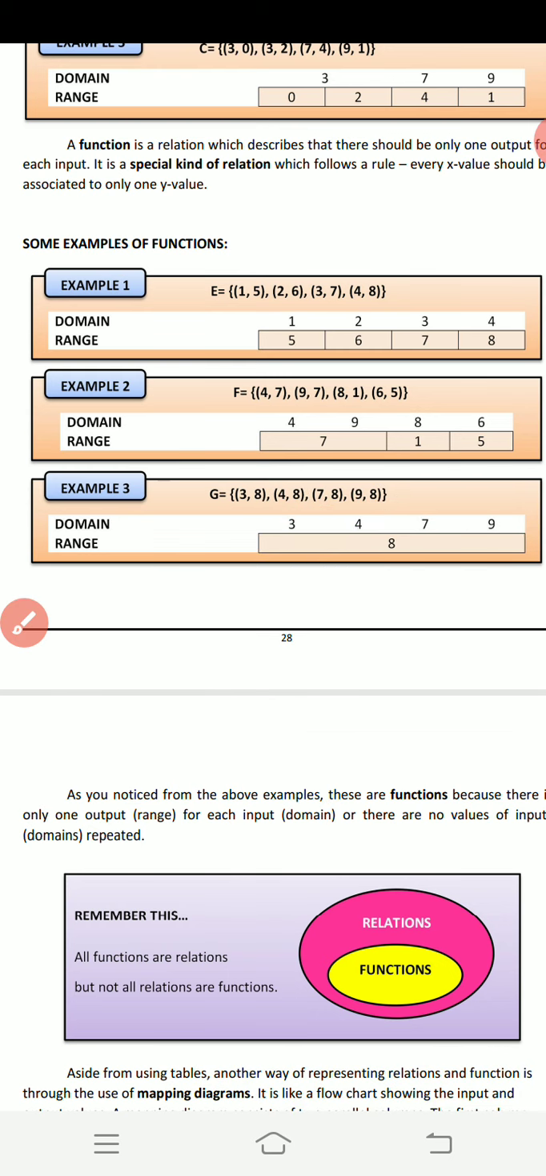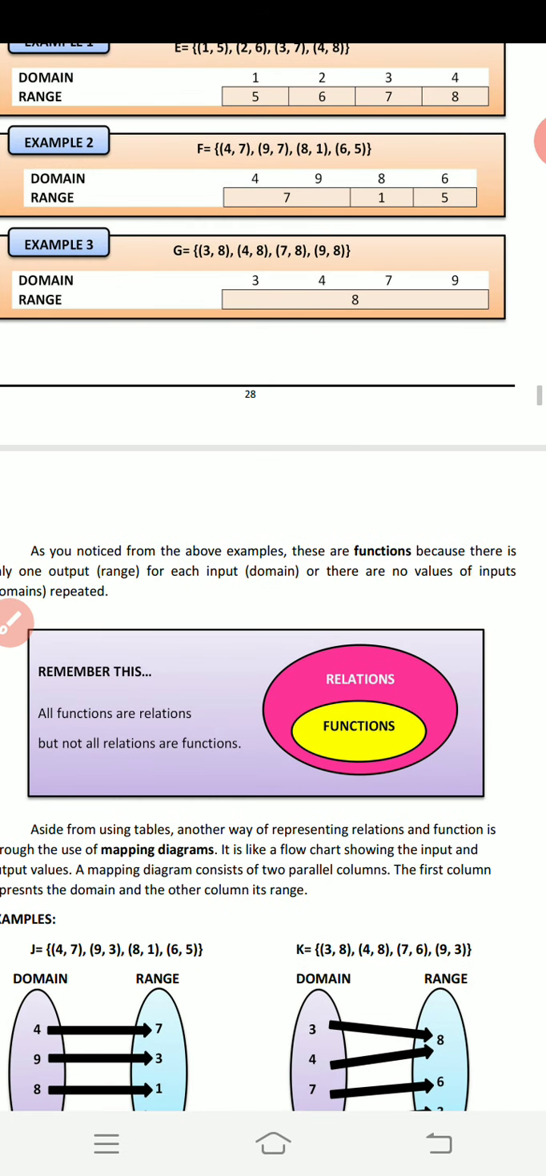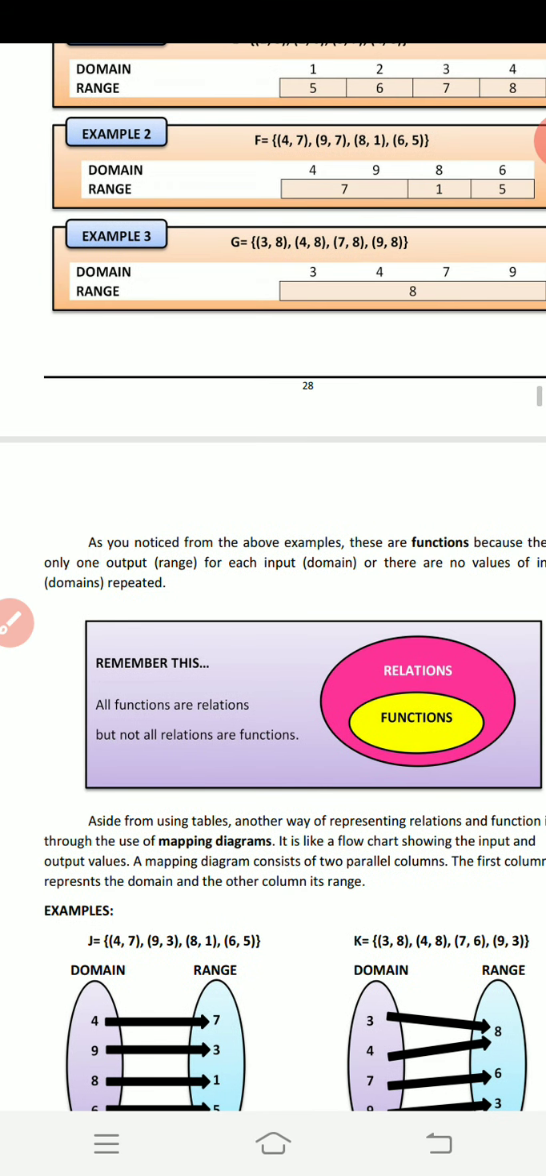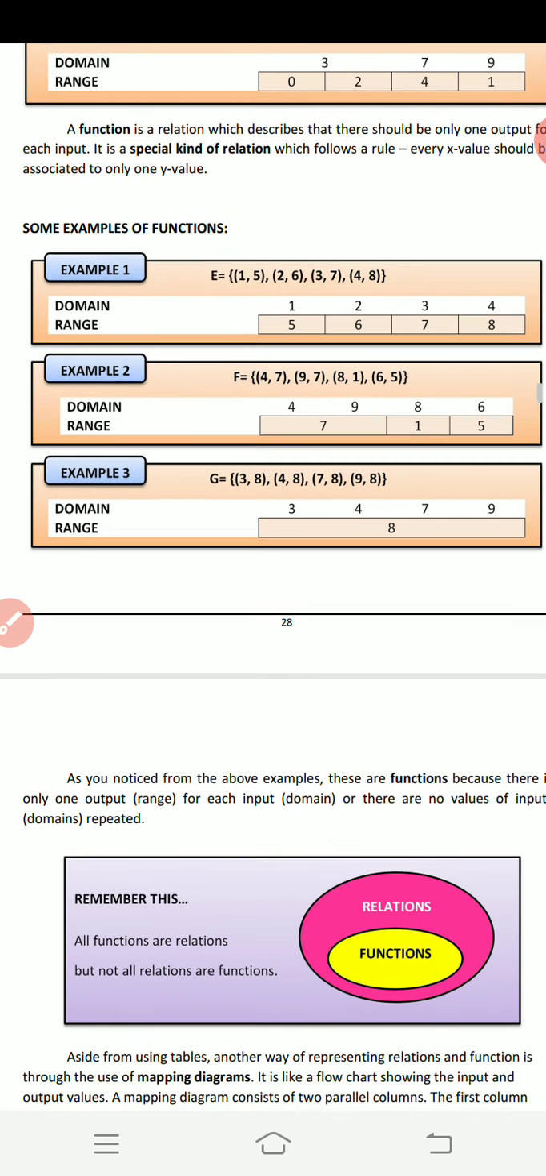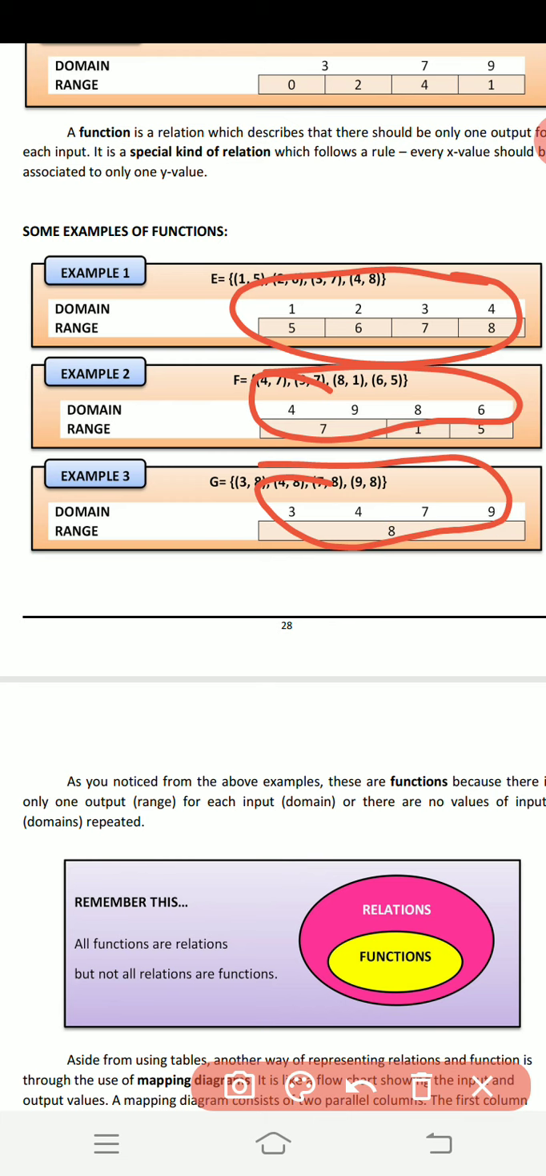Proceed tayo. So as you notice from the above examples, these are functions because there is only one output, which we call the range, and for each input, there are no values of inputs or domains which are repeated. Yung mga napansin nyo sa example natin, 1, 2, 3, 4, wala nang ulit na x. 4, 9, 8, 6, wala din nang ulit na x. 3, 4, 7, 9, wala din nang ulit na x. So once na may naulit dyan, hindi na siya function.